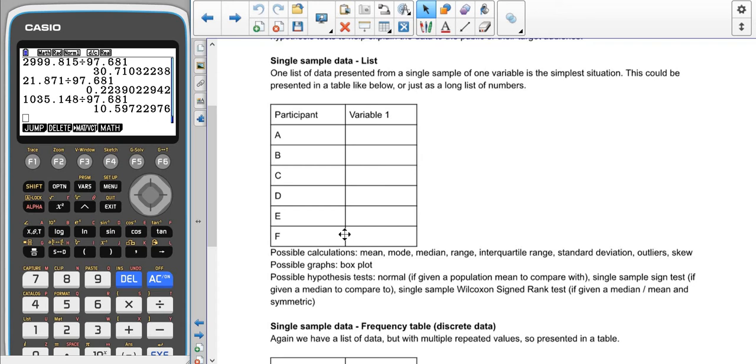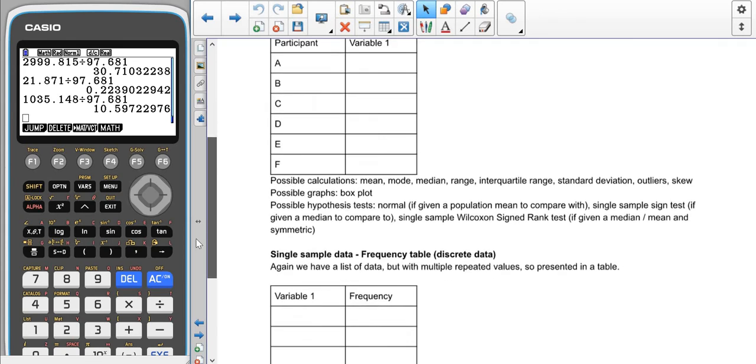If we've been given the population mean of something and we're trying to compare, is this data higher, lower, different? We could do a single sample sign test if we're given the population median, and we could do a Wilcoxon signed rank test if we're given the median or the mean and we're told that the data is symmetrically distributed.